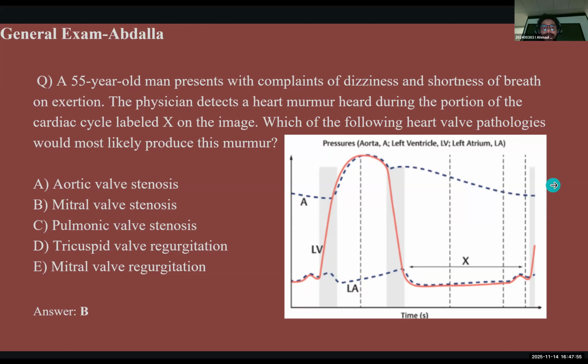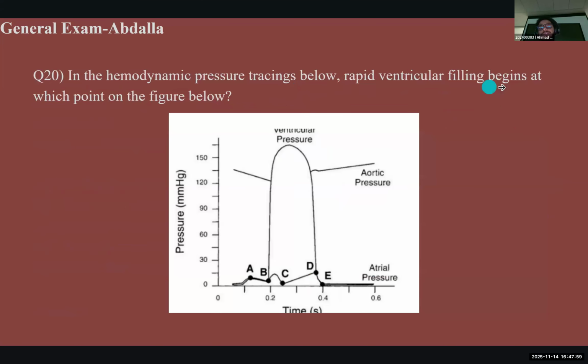Okay? Next question. In the hemodynamic pressure tracing below, rapid ventricular filling begins at which point of the figure below? This is also a simple question, inshallah. We got D. Yes, perfect. So D, again, the atrial pressure is exceeding the ventricular pressure. As soon as that happens, the AV valve is going to open and blood is flowing into the ventricles.